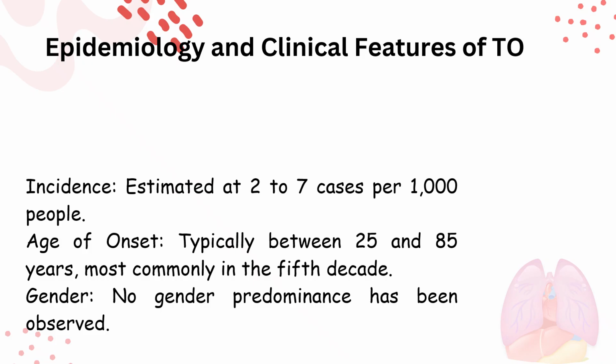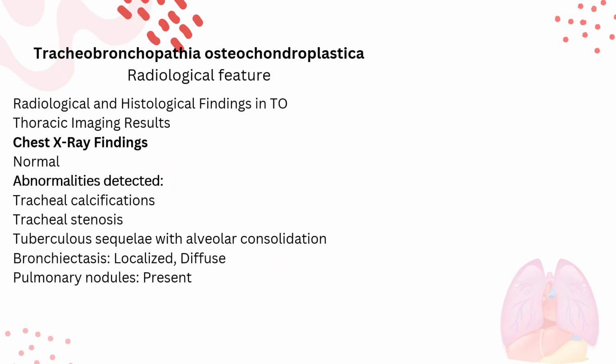Reported incidence is around 2 to 7 cases per 1,000 people, usually presents between 25 to 85 years of age with no gender predominance. Radiologically, on chest X-ray, it may have normal appearance or may show tracheal calcification or stenosis. It may also show changes of associated other diseases like tubercular sequelae, alveolar consolidation, bronchiectasis, or pulmonary nodules.